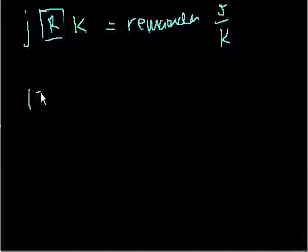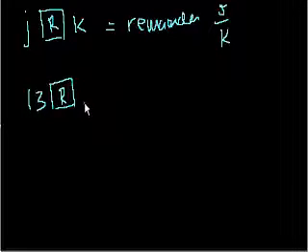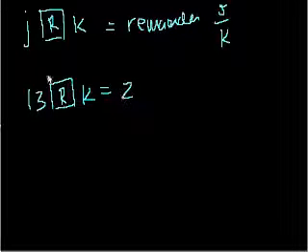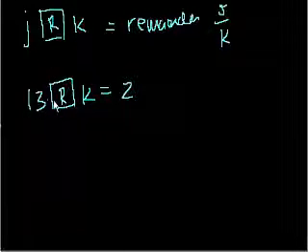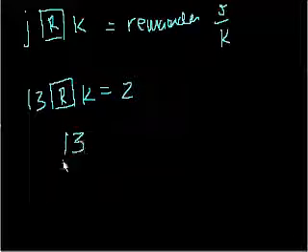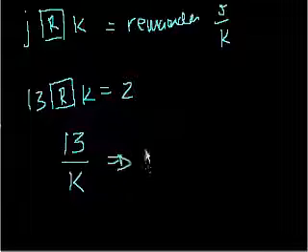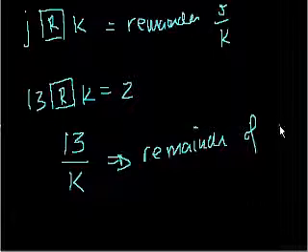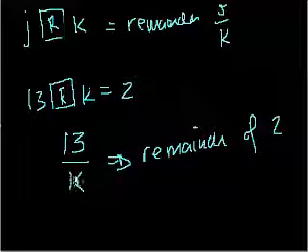If 13, and I guess we'll call this the remainder operation, k is equal to 2, what is the value of k? They tell us in the beginning that j and k have to be positive numbers. So this is essentially saying that when I divide 13 by some positive number, I get a remainder of 2.